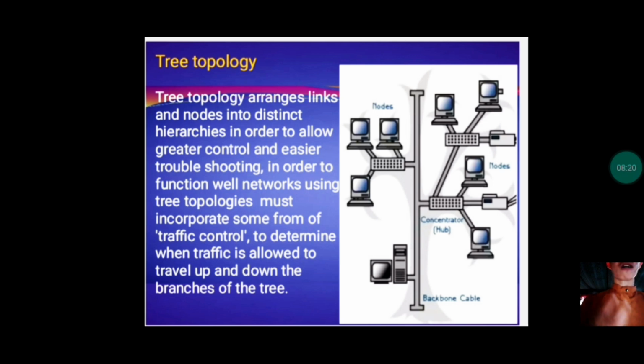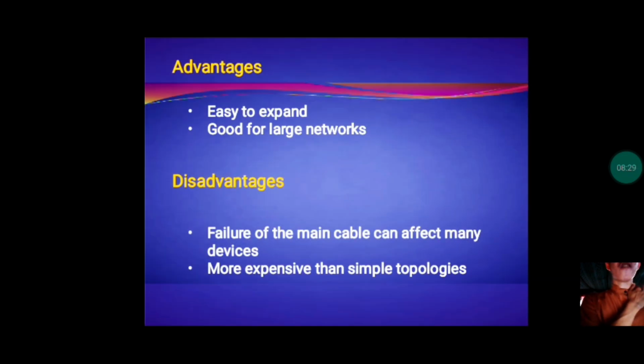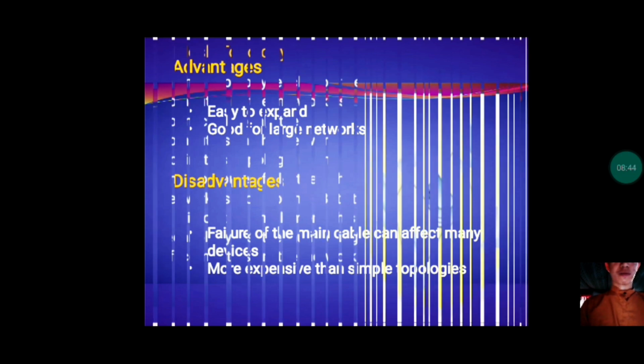For example, an organizational chart in a company. Advantages: easy to expand, good for large networks. Disadvantages: failure of the main backbone can affect many devices, more expensive than simple topologies.